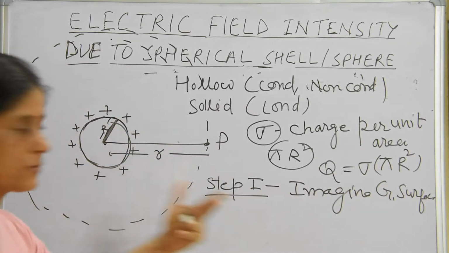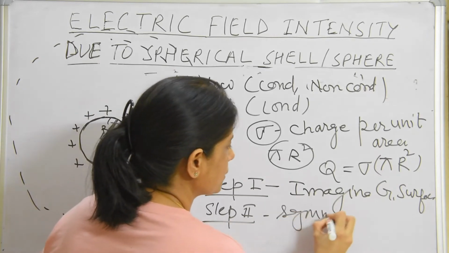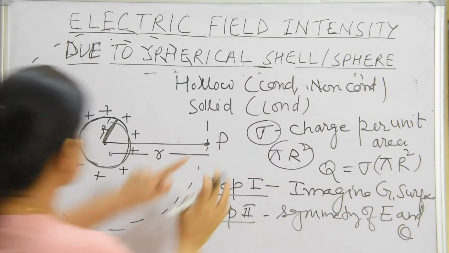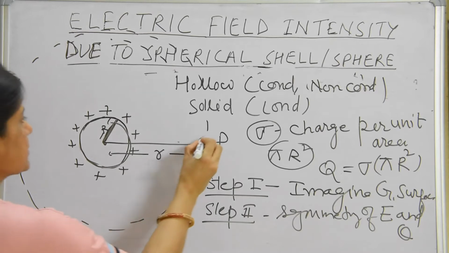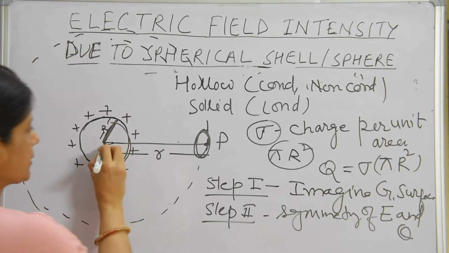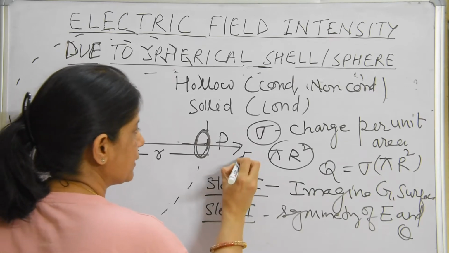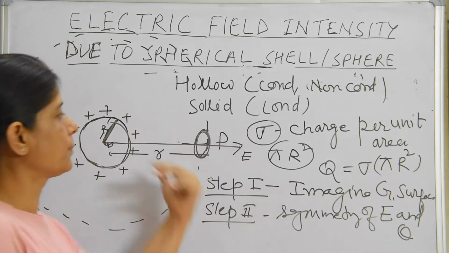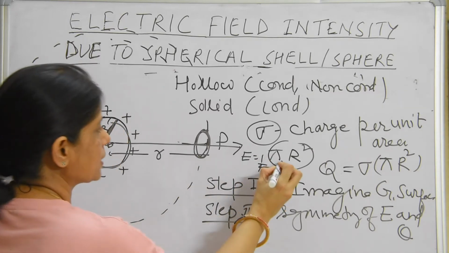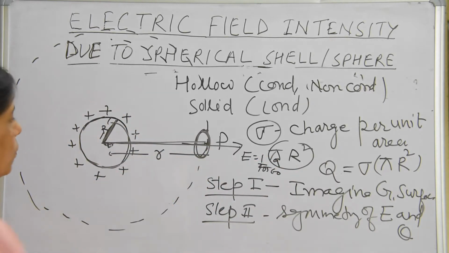Step number 2 is you have to see the symmetry of E and theta on the whole Gaussian surface. See just here, on this small portion, what would be the direction of the electric field intensity? These are positive charges, because of which the direction of the electric field intensity would be outward, and its value would be E is equal to 1 upon 4 pi epsilon 0 times Q upon r square. Just look here.